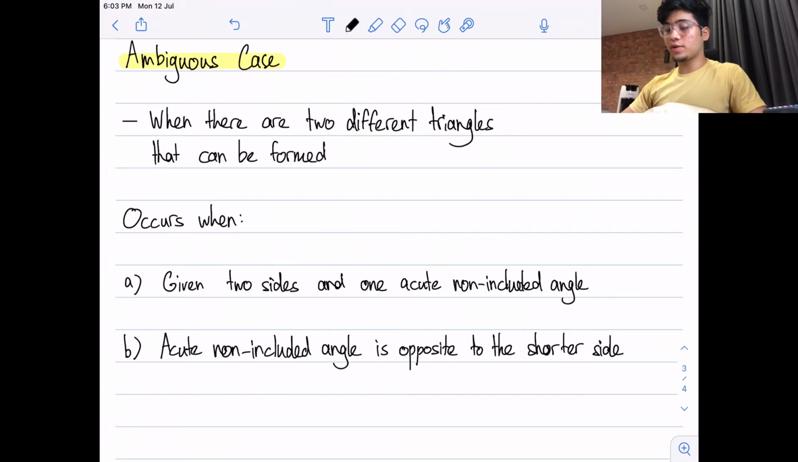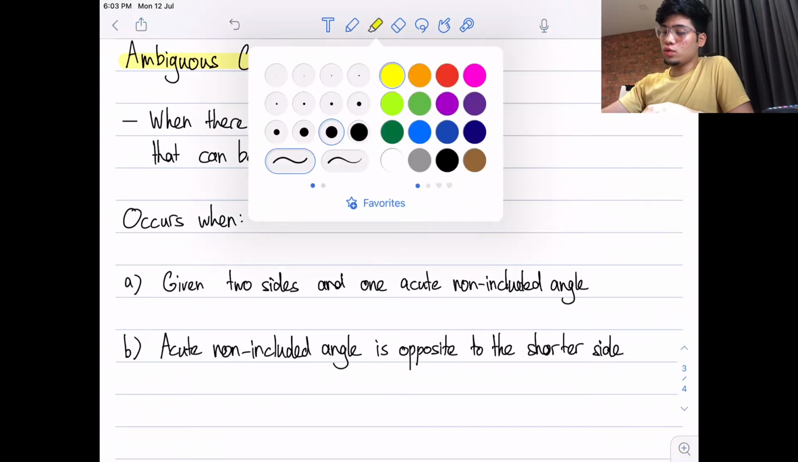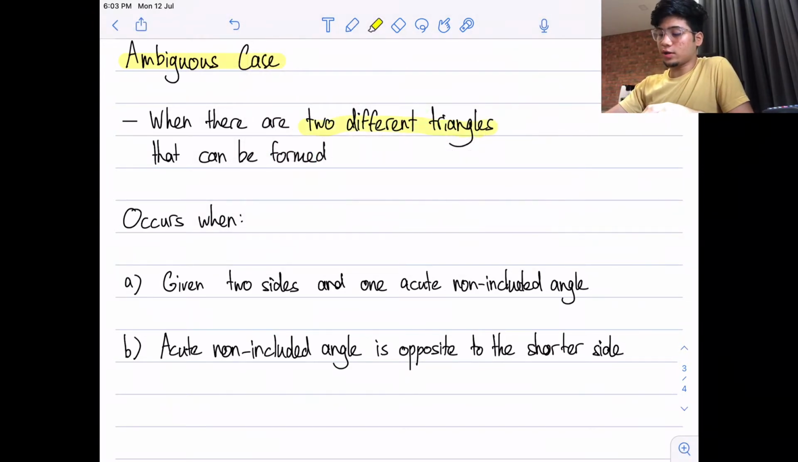Alright, now we're going to be looking into ambiguous case. So ambiguous case is basically when there are two different triangles that can be formed. So usually this question is when they tell you to draw a triangle which has an ambiguous case. They will usually state it out loud. So you basically have to draw two triangles using the same length. So you know that this will be an ambiguous case.